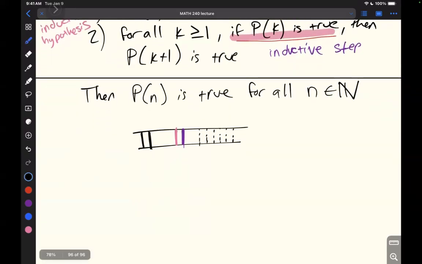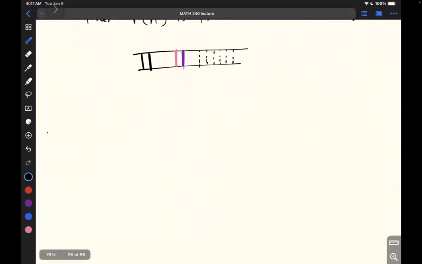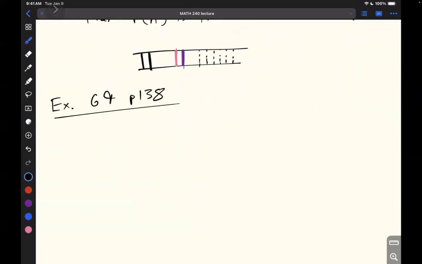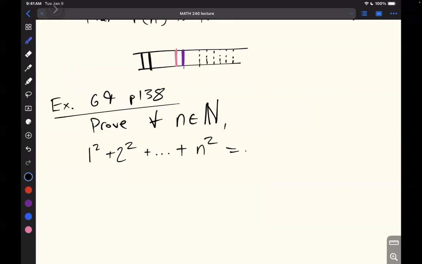All right, let's look at an example. So this is example 69 on page 138 of the textbook. And so we want to prove for any number n in the natural numbers that the sum of squares, so 1 squared plus 2 squared plus so on and so forth, plus n squared, is equal to n times n plus 1 times 2n plus 1 over 6. This is what we're trying to prove.